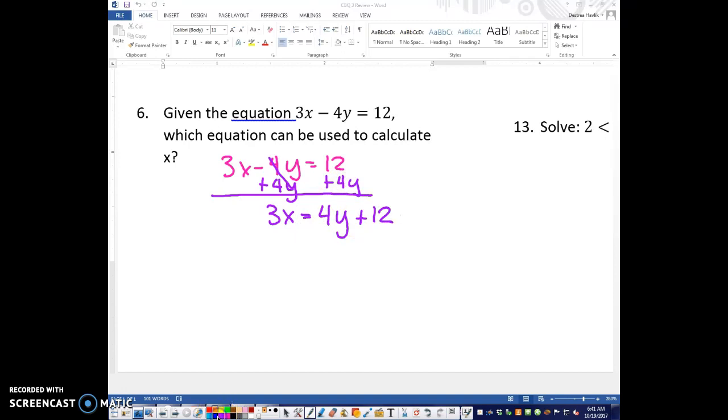Then we'll divide by the 3. So we have x equals 4 divided by 3, which is just 4 over 3, y, and 12 divided by 3 is 4. So that would be it. It's just like when we were solving for y, only this time we were solving for x. When we solve for y, our rules are move the x, divide by y. But when you're solving for x, the rule is move the y, divide by x. So it's just the same process.